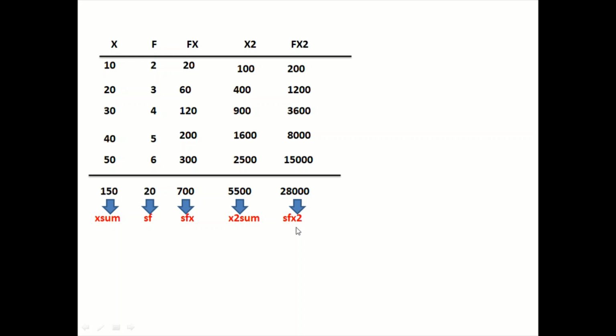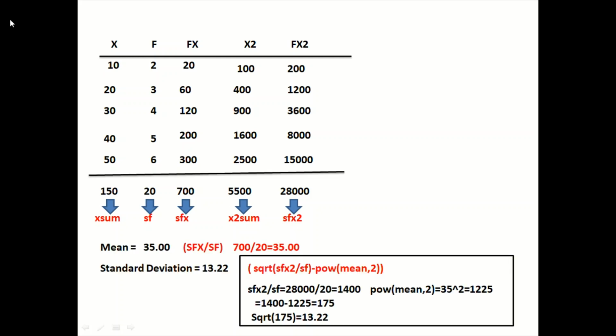Now the next step is to find the mean. How to find the mean? sfx divided by sf. What is the sfx? 700. What is the sf? 20. So what is the total? 35. So 35 is the mean of this distribution table.